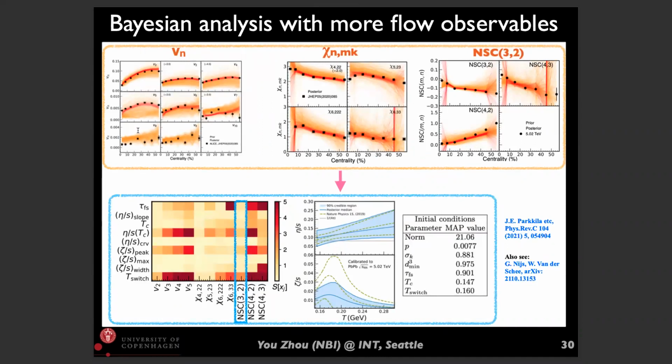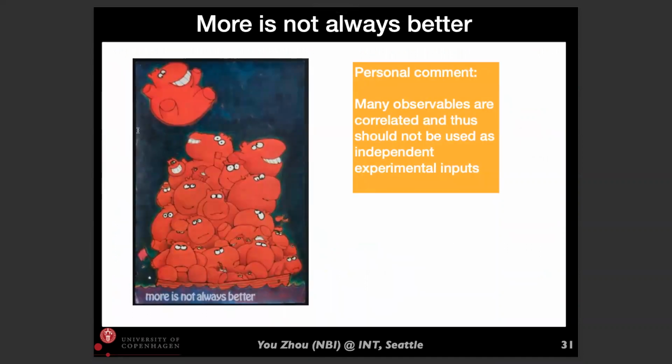And then there are more. In the Bayesian analyses, they start to include higher harmonics up to v8 or v9, and also nonlinear response, chi and rho, and normalized symmetric cumulants, etc. And they also start to study the sensitivity of each observable to different parameters in the Bayesian analysis. I think also in this paper, Wilke and collaborators did quite some work on the inclusion of PID flow and PID spectra.